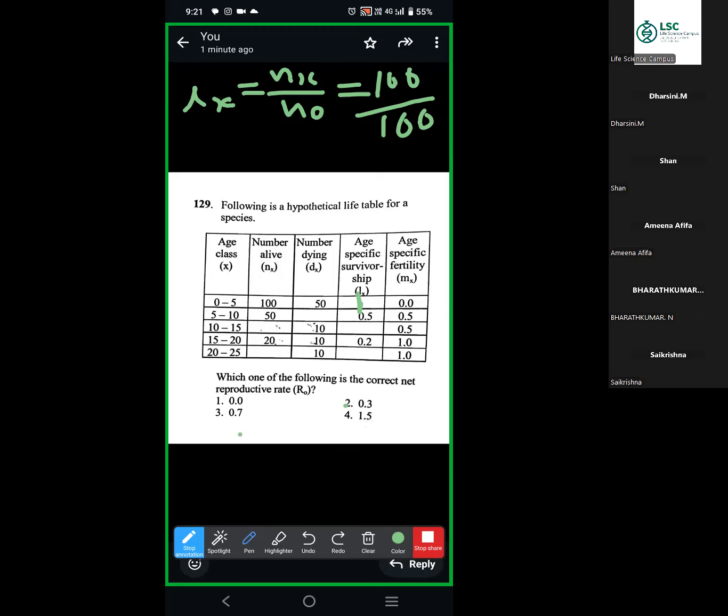Now we have to find the number of dying individuals in the second age class. For finding the number of dying individuals, we have one equation: dx is equal to nx minus nx plus 1. Do you remember this equation? Yes, ma'am. But in this case, we have this nx, but the nx plus 1 value is not available here. Is it right?